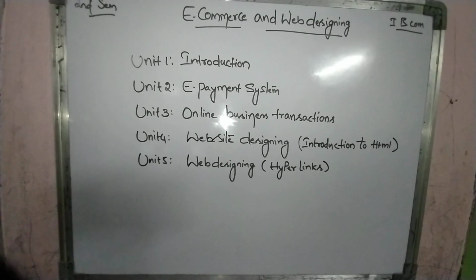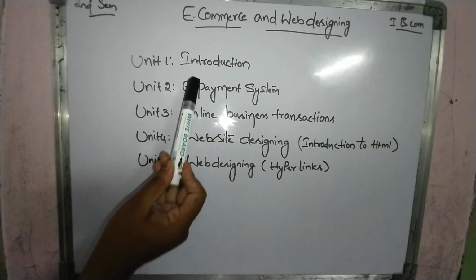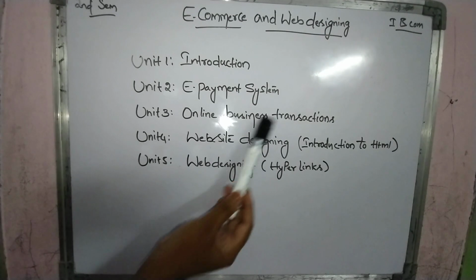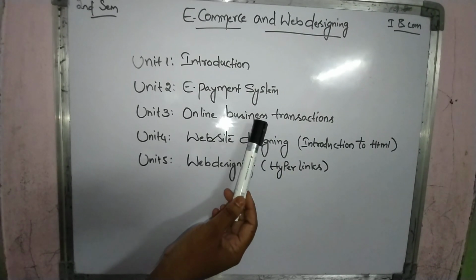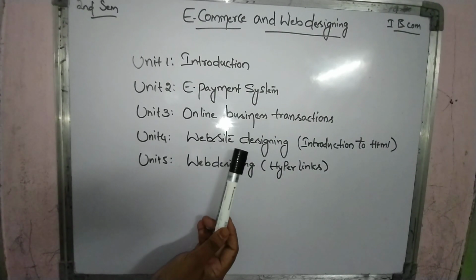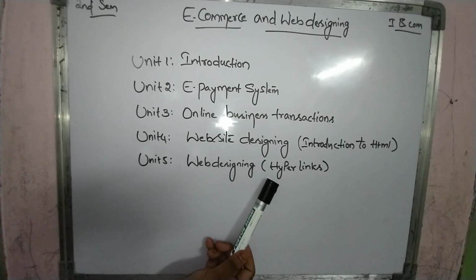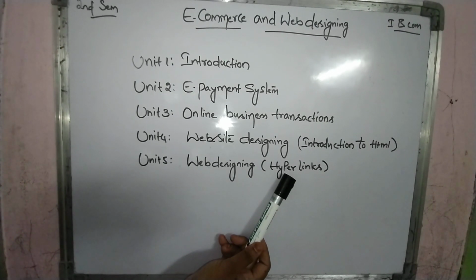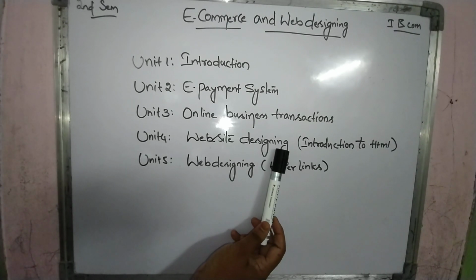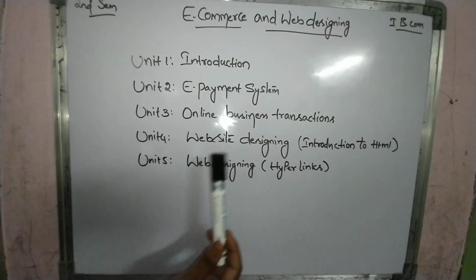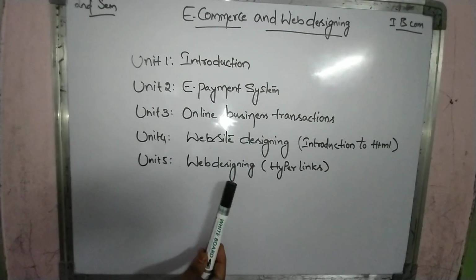In this e-commerce and web designing, we are having 5 units. The first is the introduction part, the second unit is the e-payment system, the third unit is online business transactions, the fourth unit is website designing, and the fifth unit is also website designing, for hyperlinks. The fourth unit, website designing, is introduction to HTML.